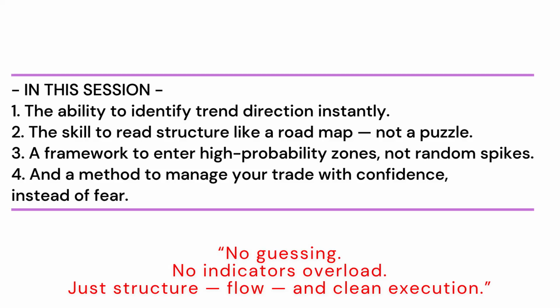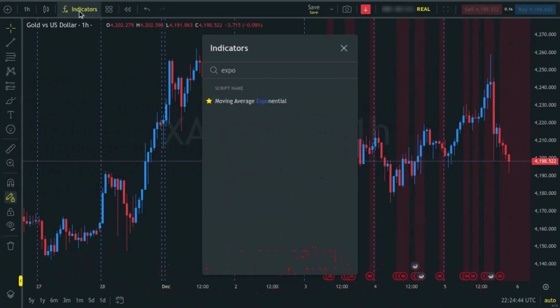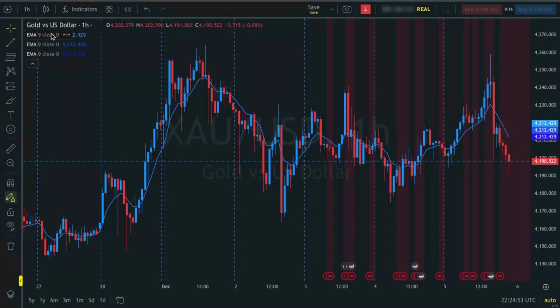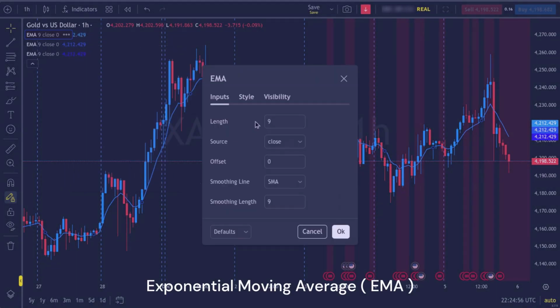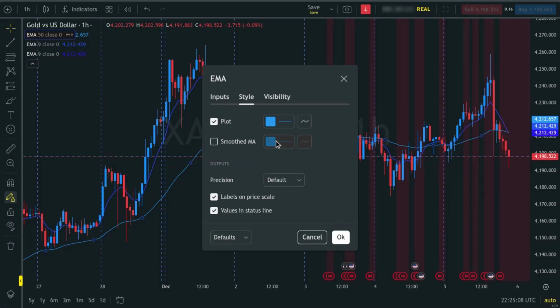Alright then. Open your chart. Let's build the framework. Open gold to USD pair on your chart. Any broker. Any platform. Add Exponential Moving Average, EMA, 50. Apply to price close. Add red color to identify. This is your backbone trend.